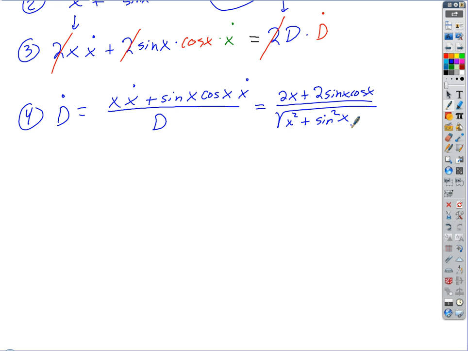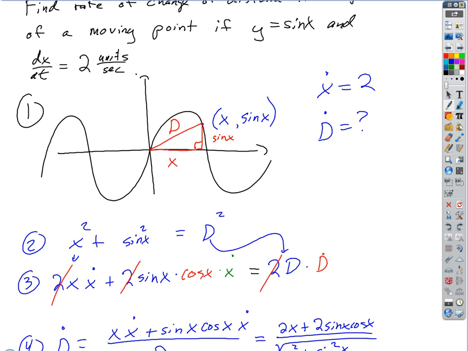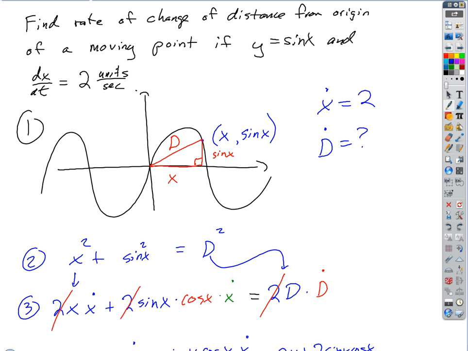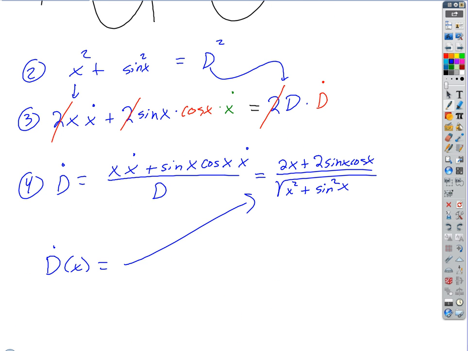But look what we got. What we've got here is d dot as a function of x. So that's general. Now I could plug in any value of x I want, and it's going to tell me how fast the point is moving away from the origin. If they had given me more information, and this would have been a different problem, and said find the rate of change of distance when x dot equals 2 units per second and x equals 10, then I could have just plugged in 10 down here and gotten a numerical answer, right?